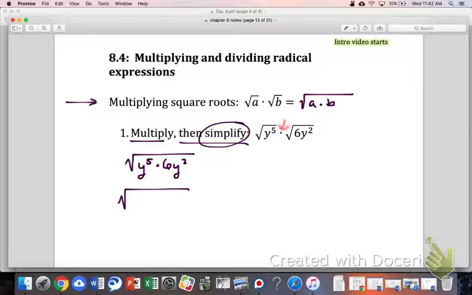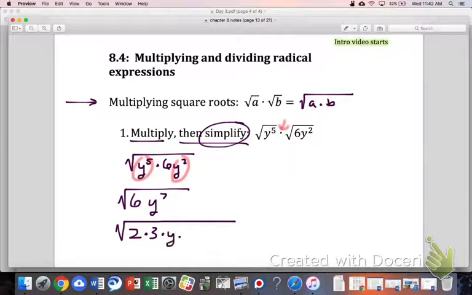I've got y to the fifth times y squared. When I'm multiplying bases, I add exponents. So this would be the square root of 6y to the seventh. It did say simplify, so I need to decide if I can simplify this radical. To do that, I need to write my prime factors. So 6 is 2 times 3, and y to the seventh is just y times itself 7 times: 1, 2, 3, 4, 5, 6, and 7 of them.